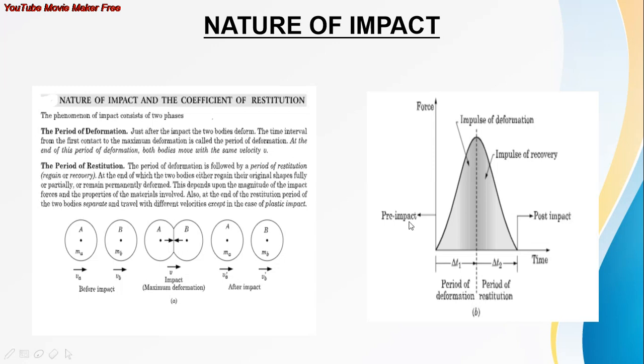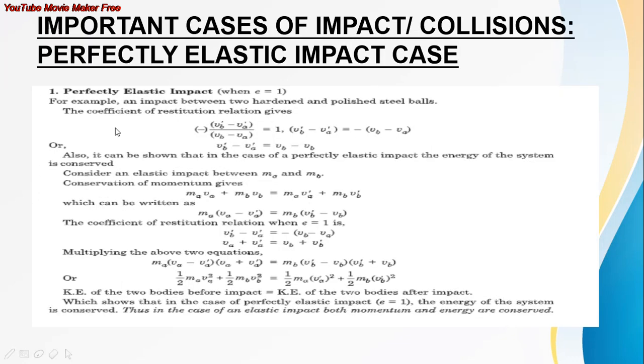Now let's go ahead. Now we will discuss some important cases of impact or collisions. There are two cases. One is the perfectly elastic impact case, another is the perfectly plastic impact case, and then we will discuss some cases of perfectly elastic impact also, because the perfectly plastic case is not in our syllabus, but we should know the perfectly elastic case as well as the perfectly plastic case. So first of all, let's discuss the perfectly elastic impact case. In this case, when there is a perfectly elastic impact, at that time the coefficient of restitution is equal to 1.